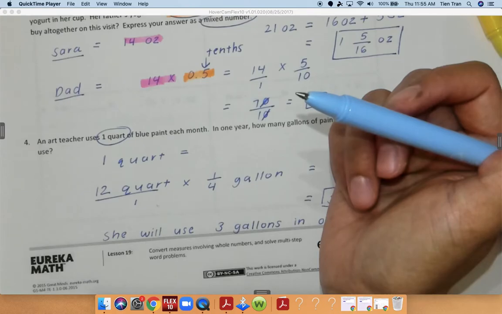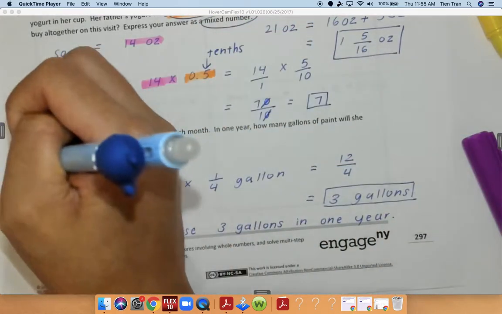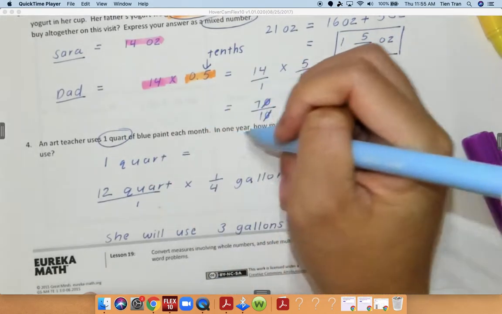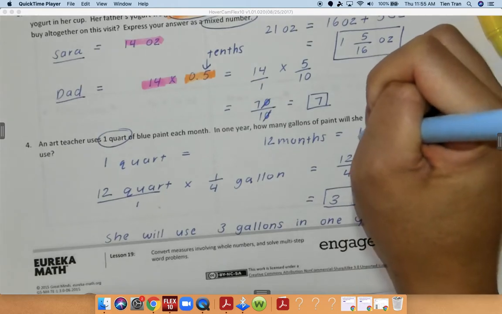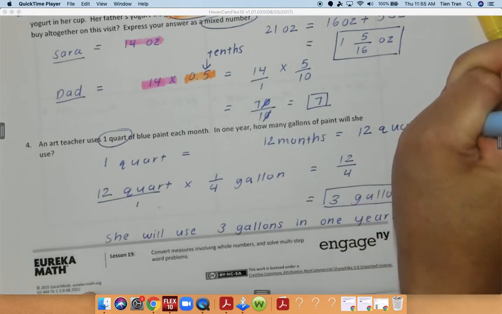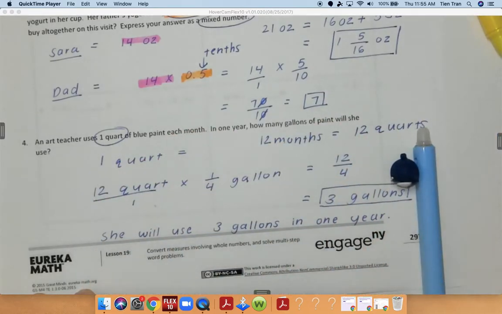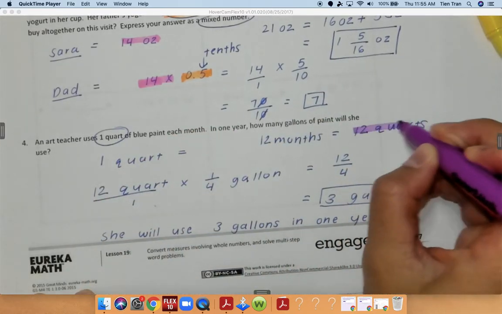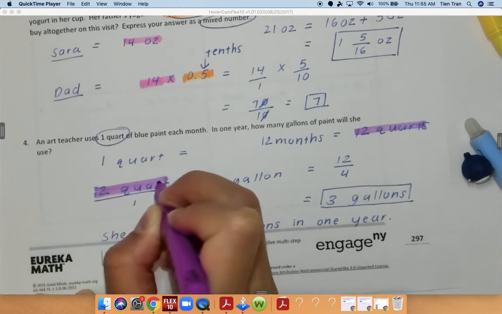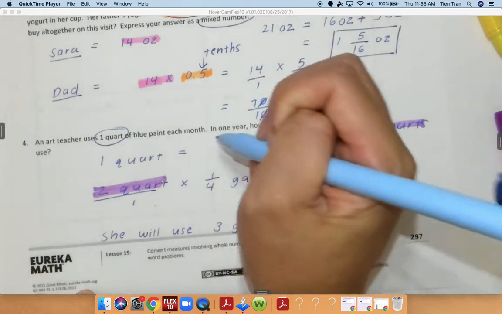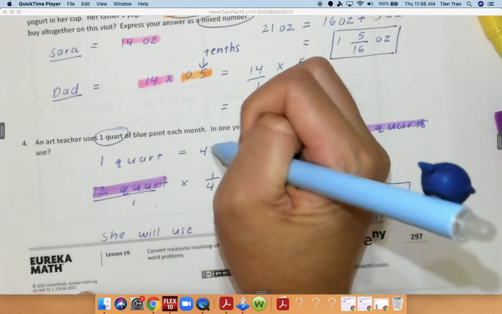So we know that 12 months are in a year. And she's using 1 quart of paint for each month. So that means that she will need 12 quarts of paint for the year. So that's where this number 12 is coming from. Okay. Now, 1/4 of a gallon. We know that 1 quart is equal to 1/4 of a gallon. So we're going to write 1/4.